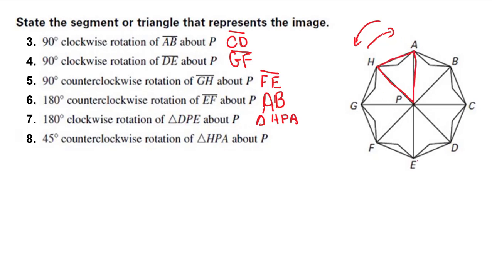So clockwise, I'm rotating that way. H rotating 45 degrees is G. Let's do that in a different color. H moves there, A moves there, and P stays where it's at, so it's GPH. Make sure you have the corresponding pieces correctly. H rotates to G because that's where my angle is. P stays the same. A rotating 45 degrees pairs up with H. Okay? So that is our video on rotations.